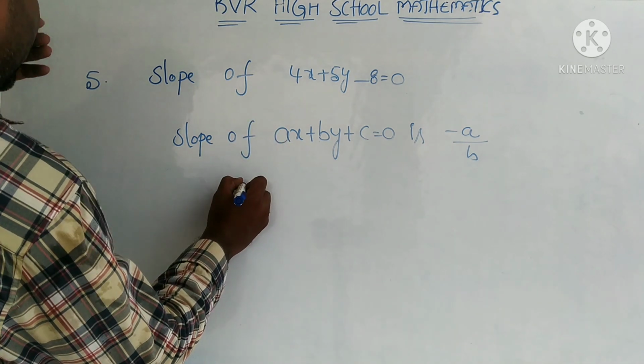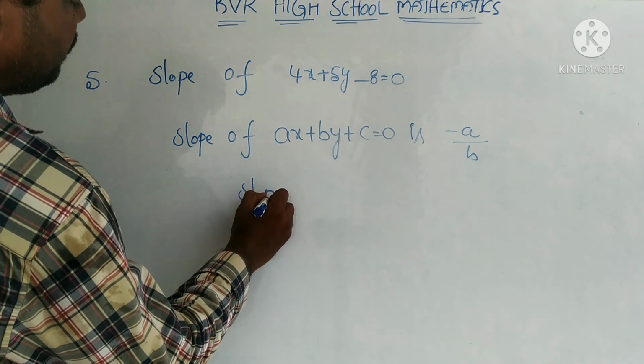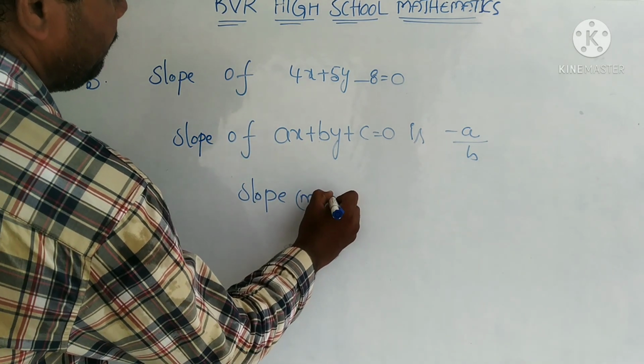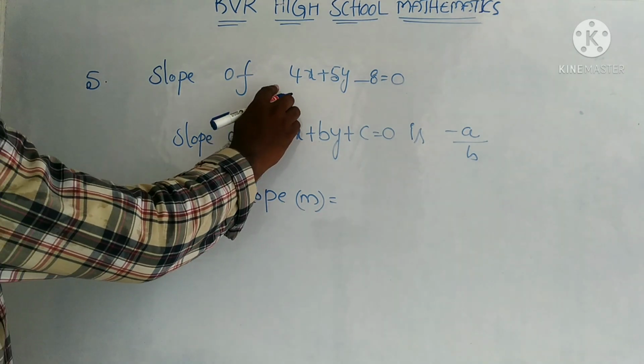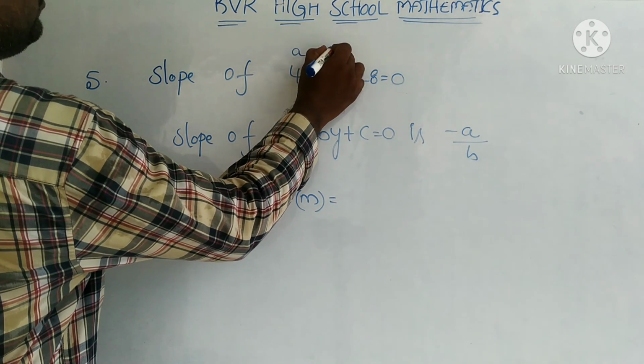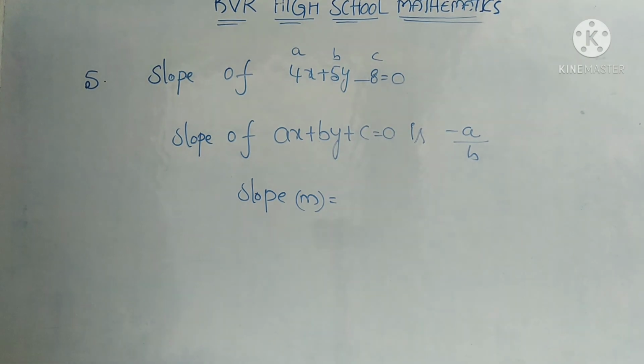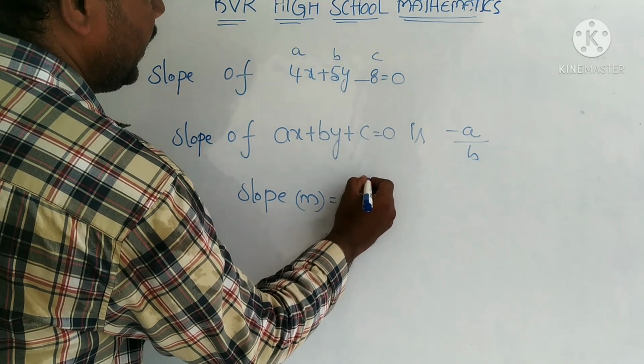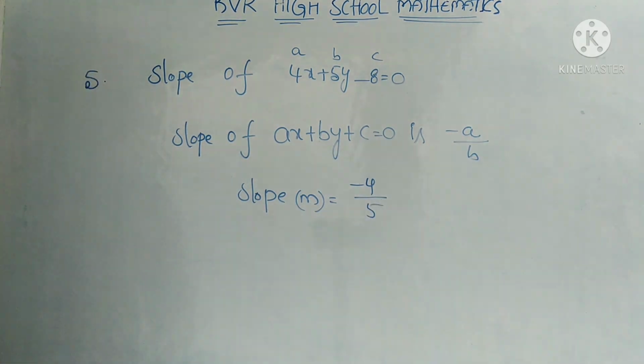So slope m equals the slope of the given line. The a value is 4, this is the b value, this is the c value. So minus a means minus 4 by the b value 5. Minus 4 by 5 is the slope of the given line. Very simple.